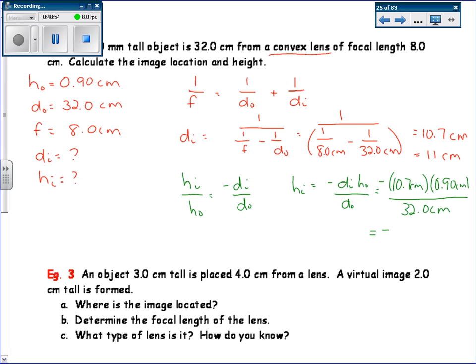You should get a negative number because this is going to be a real image, which means it's inverted. It's upside down. That's why the number should be negative. So you want to be really careful about using your negatives appropriately here because that is something I'm looking for. I don't care about the units, but I'm really looking at positives and negatives, if you're using the right signs. So I get negative 0.30. If you used a rounded amount, you get a slightly different answer, but it should probably still be 0.30 with some numbers after that.